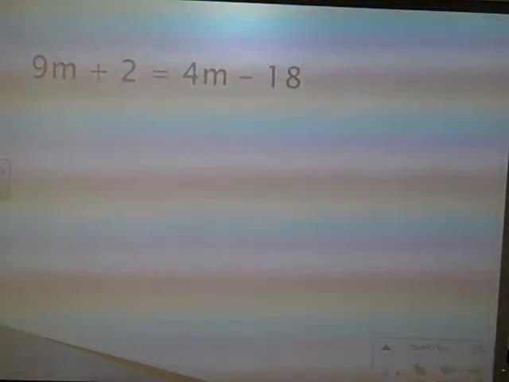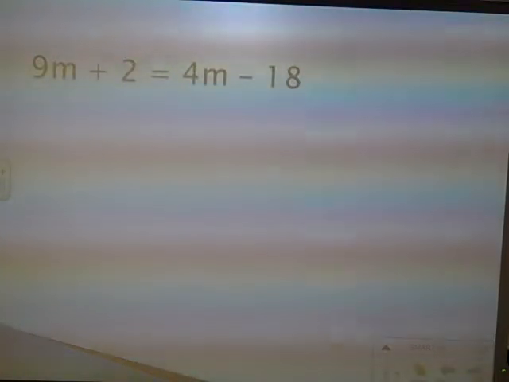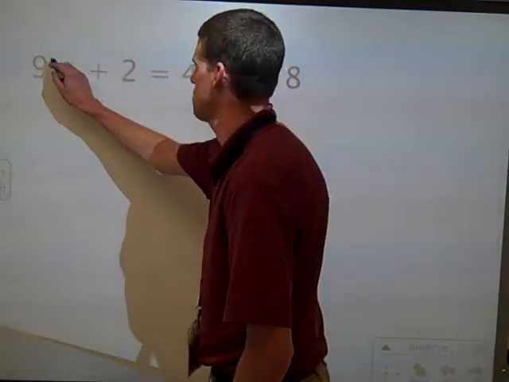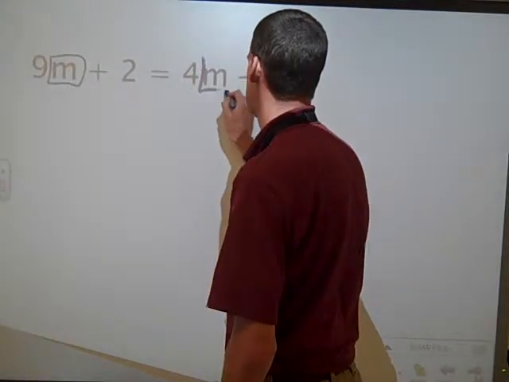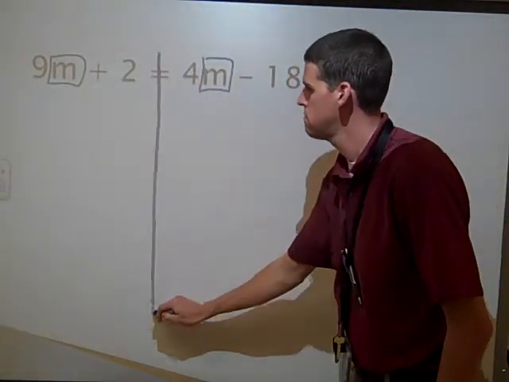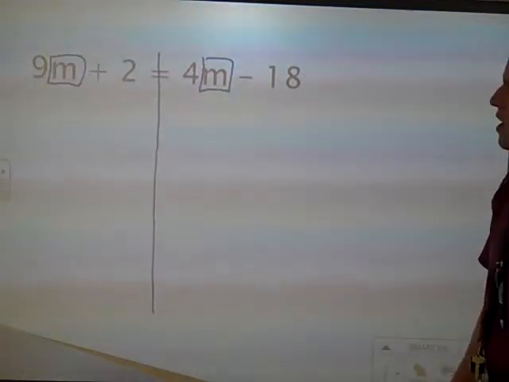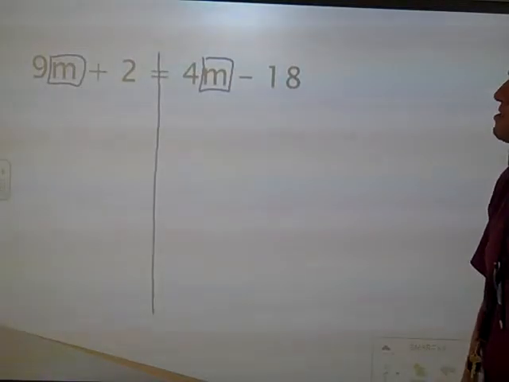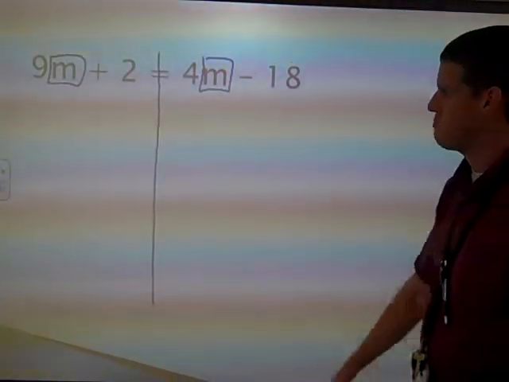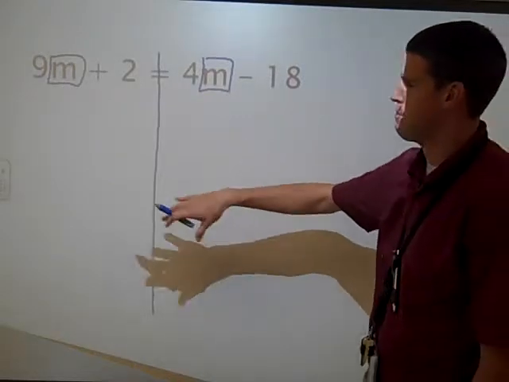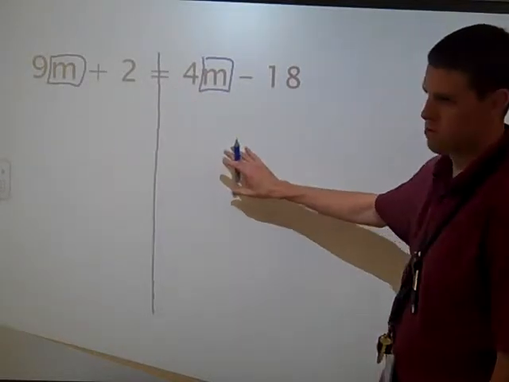So our first problem is 9m plus 2 equals 4m minus 18. So I'm going to go ahead and box my variables. 2 m's. I'm going to draw a line down my equal sign. Okay. Now I need to go ahead and move my variables to one side and my numbers to the other. It really doesn't matter which way I go. I can move my variables over here if I want, or I can move them over here, and I can have my numbers over here if I want, or I can have my numbers over there.